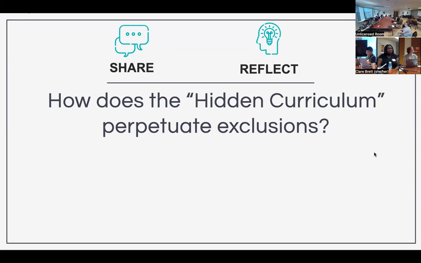Any other thoughts? Yeah, we will get into this more in week 5 as well, but the point of this is really just to start thinking about it.